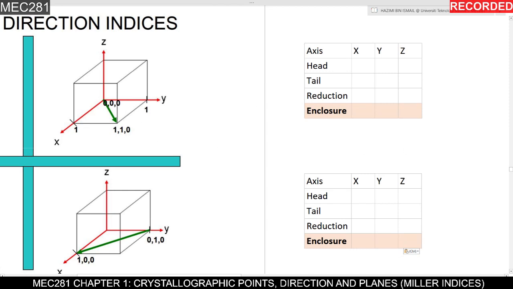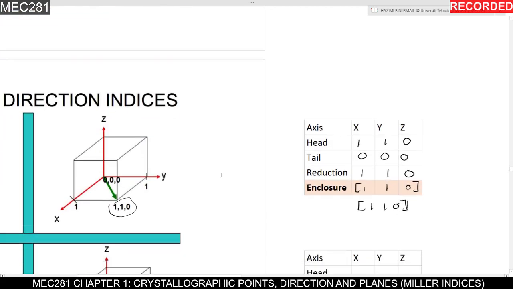Okay, so we try this example first. Head here is 110, so you put 110. The tail number here is from the origin, so origin is 000. So the reduction, head 1 minus 0 is 1, 1 minus 0 is 1, and 0 minus 0 is 0. So the enclosure is 110. So that is the final value, 110. Okay, so that is the direction of this example. So this is the answer.